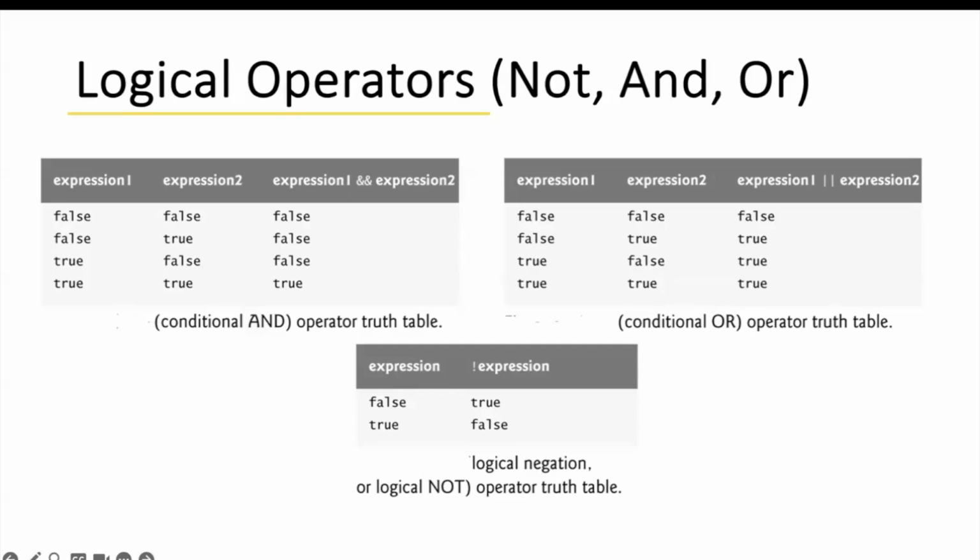And the last one, not, is a logical negation. For example, it simply inverts the true values. So if something is not true, it is false. And if something is not false, it is true.